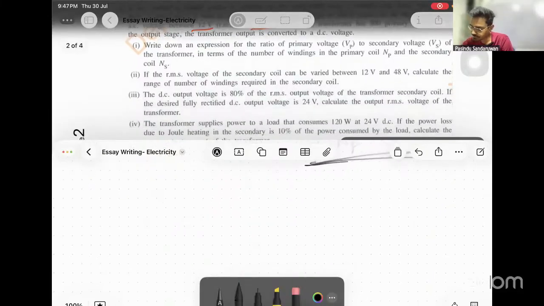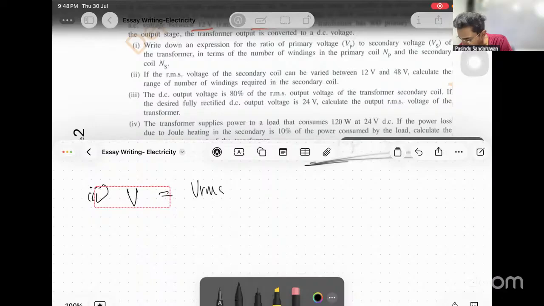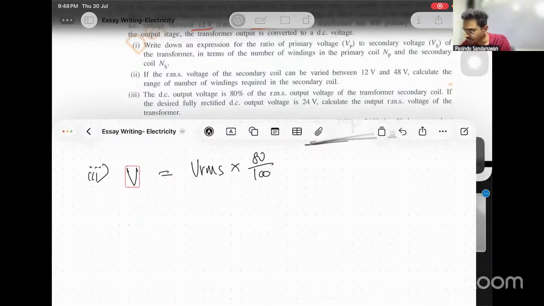Part 3. The DC output voltage is 80% of the RMS output voltage of the transformer secondary coil. If the desired fully rectified DC output voltage is 24 volts, calculate the output RMS voltage of the transformer. Then finally we need 24. 24 is only 80% of the RMS, no? Then V equals VRMS times 80%.